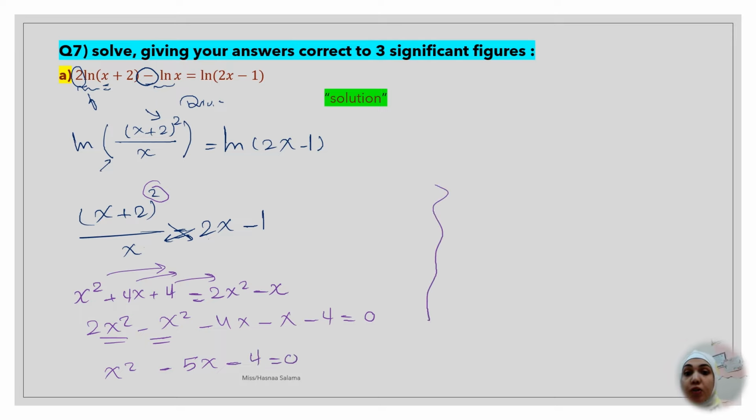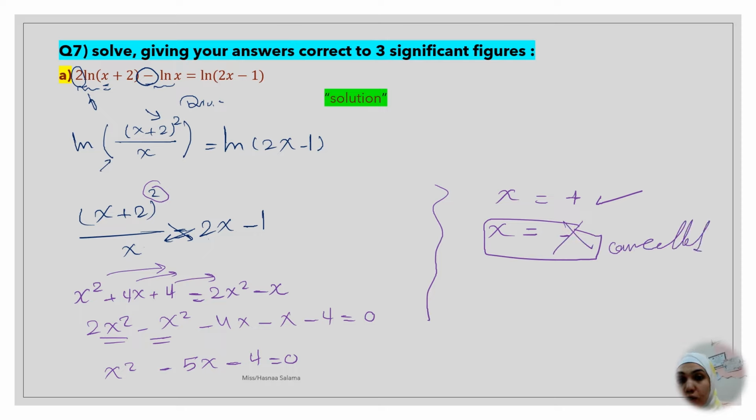By using the calculator you will get two values for x. One of them is positive and the other is negative. When you get them, the negative one is cancelled because we cannot have a negative inside the ln. If you substitute it, it's cancelled.